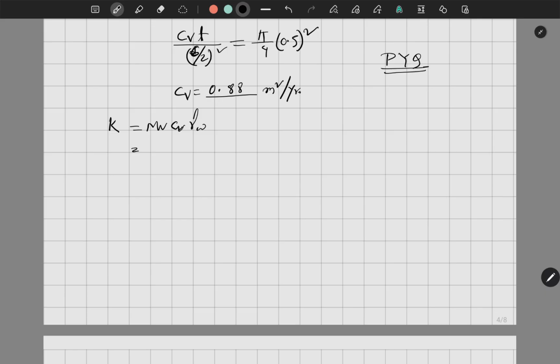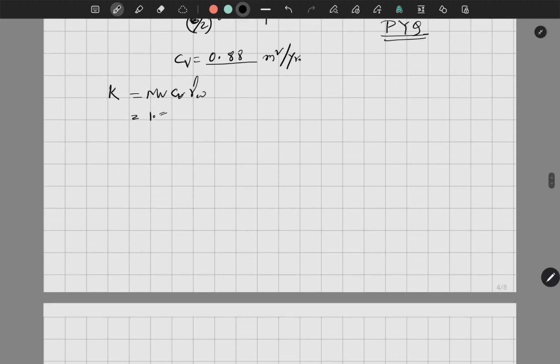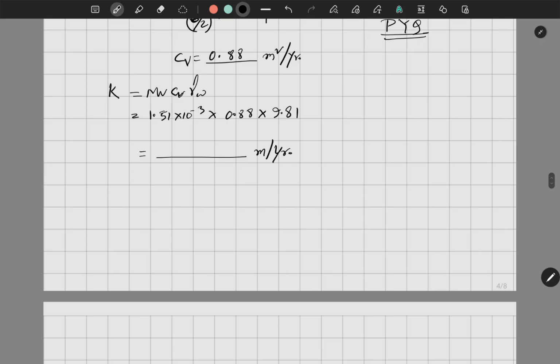Then we just put the values of Cv and mv. They have given 1.51 into 10 to the power minus 3, into the Cv we just calculated, into 9.81, and that's your answer. It will be in per year. What is the answer you are getting? 0.013, and that's your answer. Okay, now move to the next question.